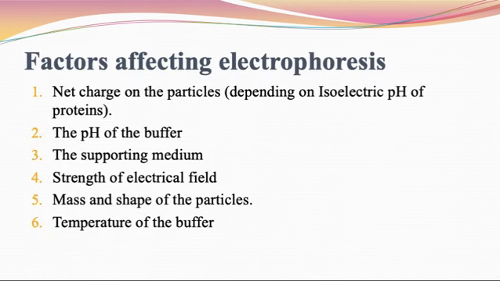Next, coming to the factors affecting electrophoresis. The rate of migration depends on factors such as the net charge on the molecules, depending on the isoelectric pH of proteins, the pH of the buffer, the supporting medium, strength of the electrical field, size and shape of the molecules, and temperature of the buffer. These are the factors affecting electrophoresis.